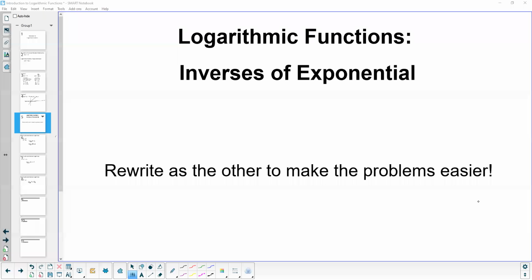Hi, this is Mrs. Kidman, and in this video, we are going to be discussing how we can rewrite logarithmic functions as exponential functions. Now, in our previous video, we talked about how we can rewrite exponentials as logarithms by taking that same base, taking what our answer is equal to, and then making that equal to our exponent. Now, because that's the way that we can rewrite from an exponential to a logarithm, we're going to go the other way to rewrite our logarithms.